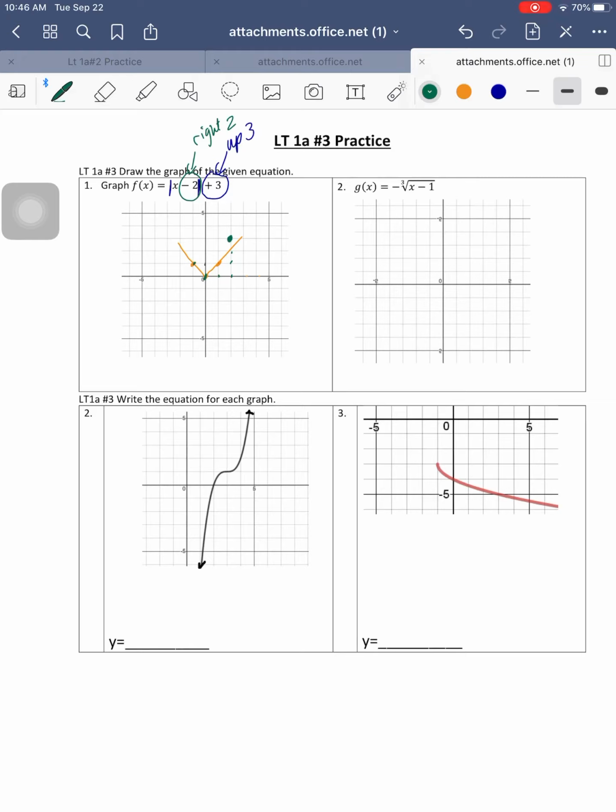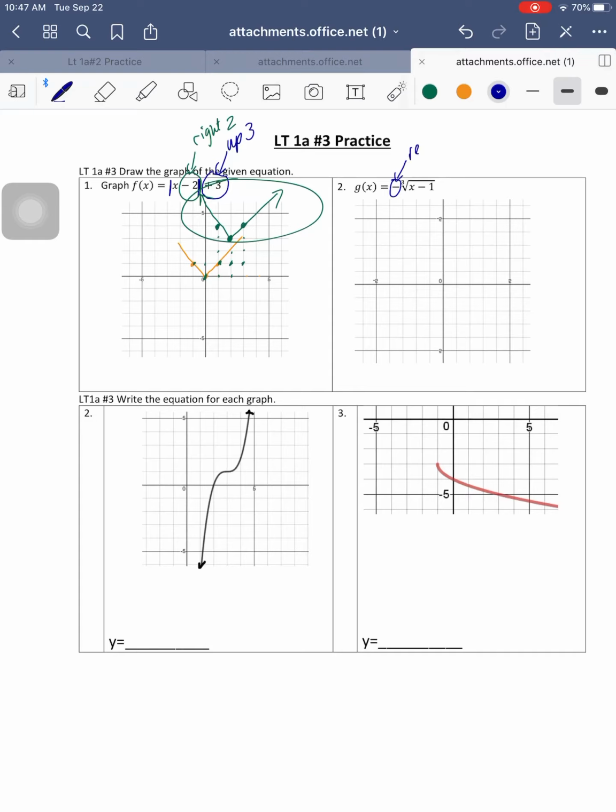Each point we're going to go right 2 and up 3. The 1, 1 will move right 2 and up 3. And we'll draw the graph. And there is our final answer. You could double check this on Desmos. That will definitely work.